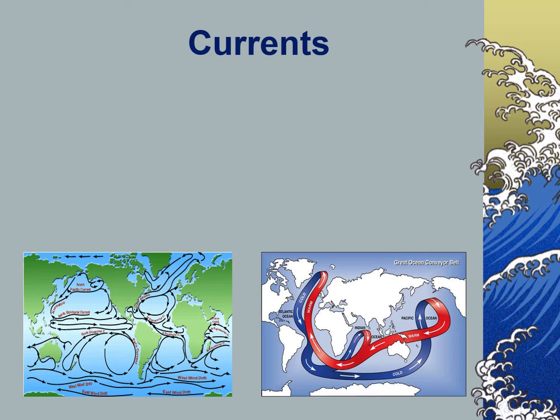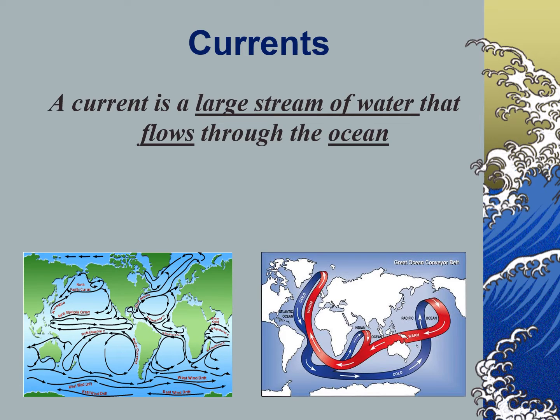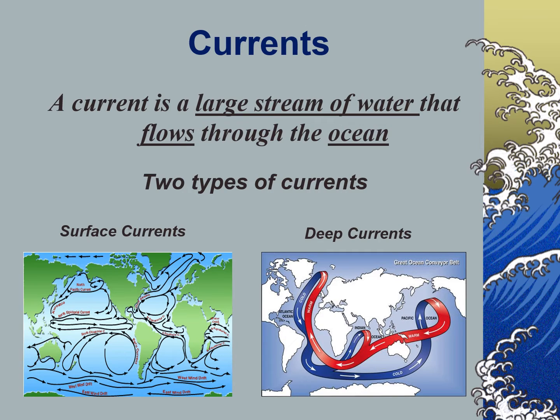So what exactly are currents? They are a large stream of water that flows through the ocean. There are two different types. One is your surface current, and one is your deep currents. So surface currents are going to be in the top 10% of the water. Okay, so they're not going to extend down very far, and they're going to be going around and around, kind of in that circular motion.